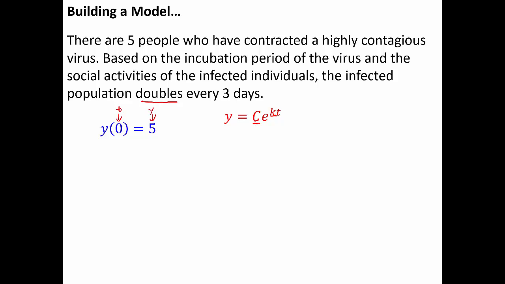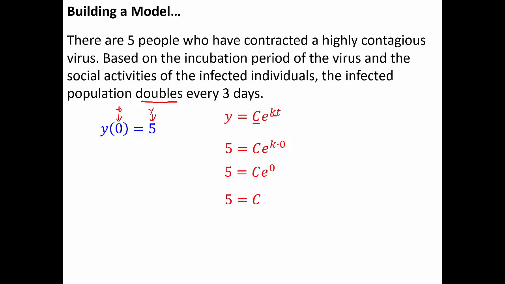Now recall that I've already told you that C represents the initial condition, so we could just go ahead and take the 5 as the initial value and plug it in for C, but I want to take a moment to prove it to you. So if T is 0 and Y is 5, plug in 5 for Y, 0 for T. Now immediately that 0 times K is going to disappear, and e to the 0 is 1. 1 times c is just c, so c equals 5.